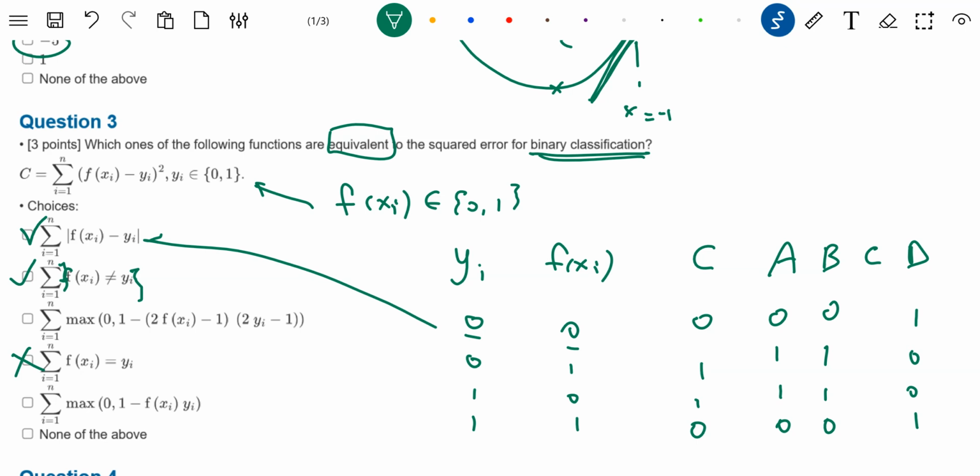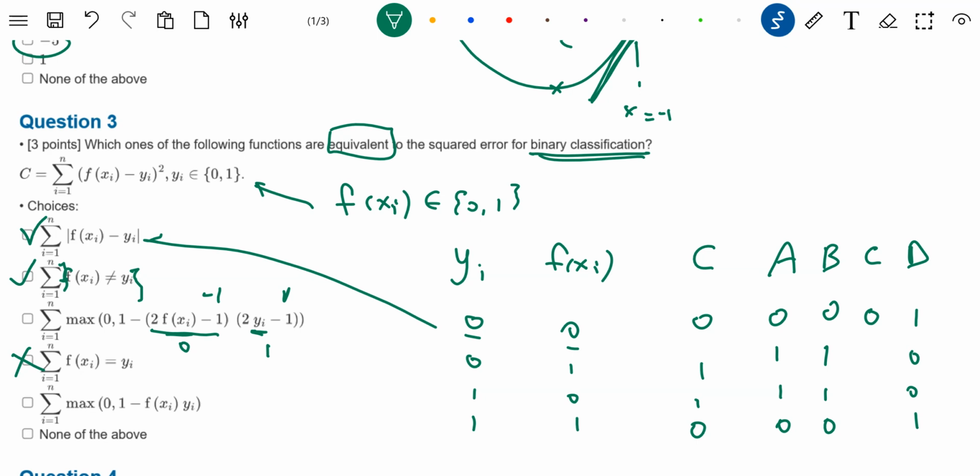And then C. You can actually try this. Putting all the numbers, so try 0 and 0, you get -1 times -1, and 1 minus 1, which is 0, max of 0 and 0 is actually 0. So it turns out that works. And when one of them is 0, the other one is 1, then the first part would be -1, and the second part would be 1. So this becomes 1 minus -1, which means 2.